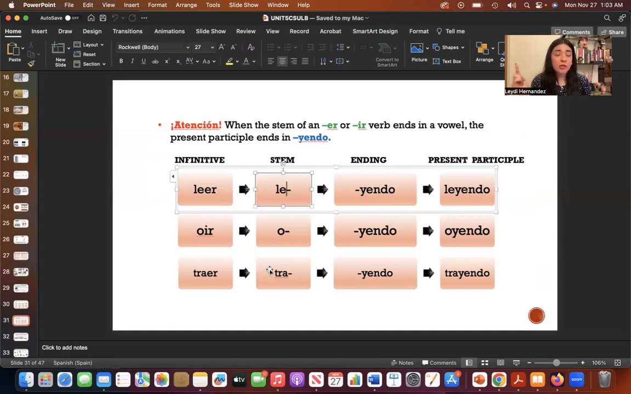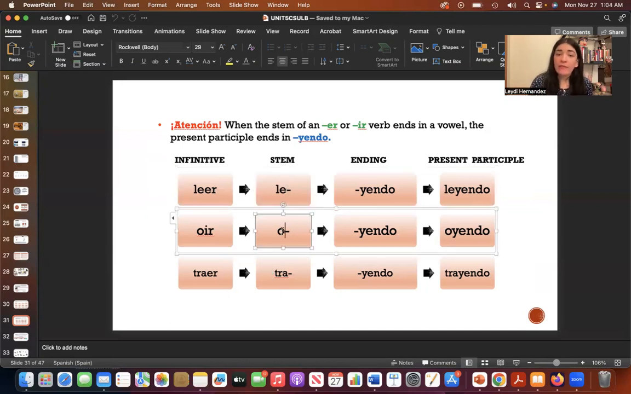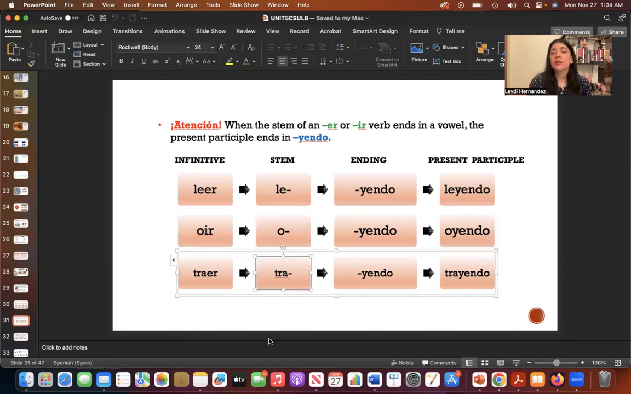Oír, which is to hear. After we drop the ending, we have a vowel. So we add yendo. It will be oyendo. Traer, which is to bring. We drop the ending and we have a vowel. So we add yendo. My present participle is trayendo. Okay, and this only happens with ER and IR verbs. If we have an AR verb, and after we drop the ending, we have a vowel, we add ando, like a normal verb. It only happens with ER or IR verbs.